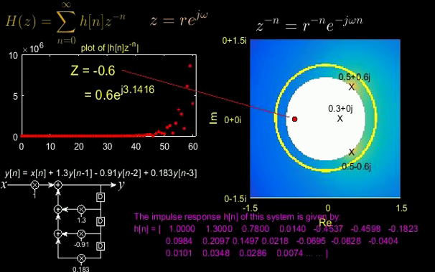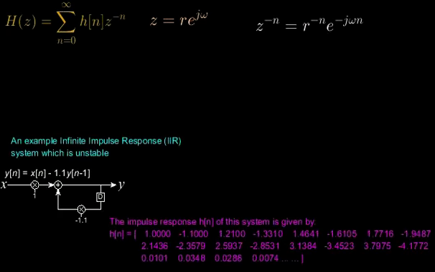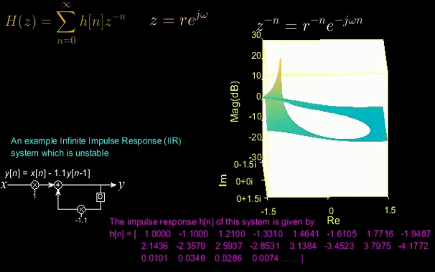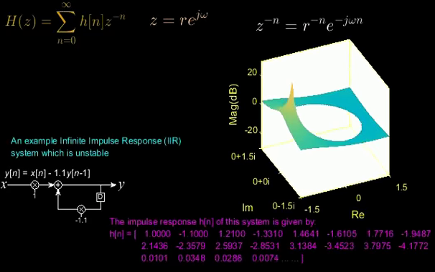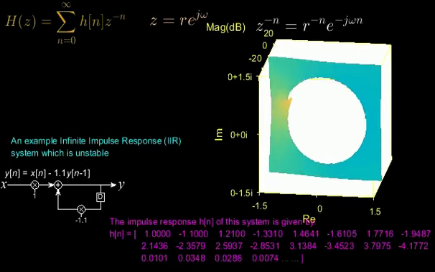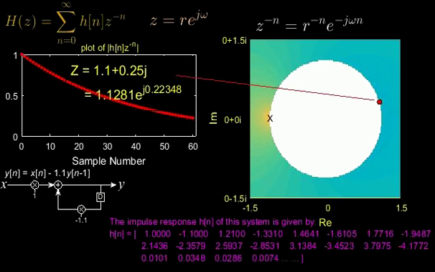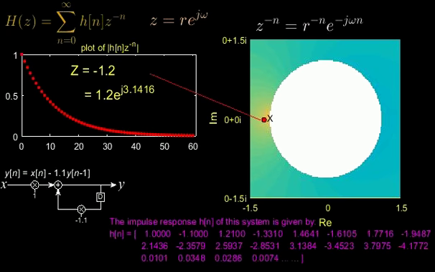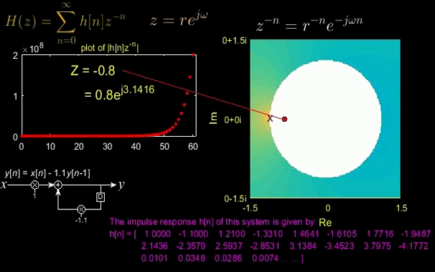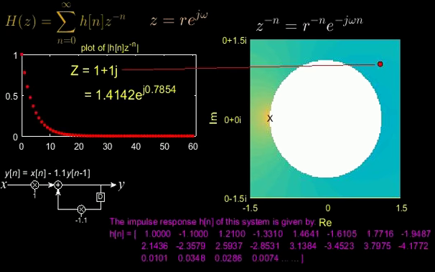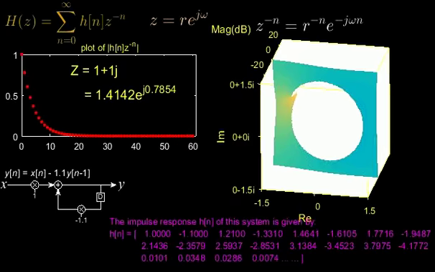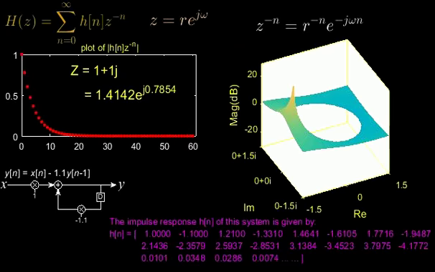If we take a look at a final example in which we have an unstable system, you'll notice that the product of h of n and the signal z to the power minus n will converge for values of z which have a magnitude greater than 1.1. Also note that the yellow unit circle is not shown in the region of convergence. In general, for any system, if the unit circle is not in the region of convergence, then that system is said to be unstable.